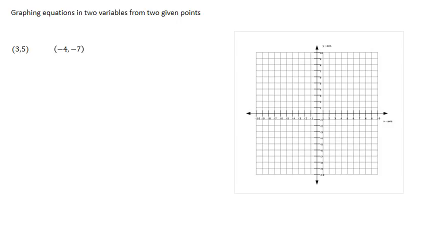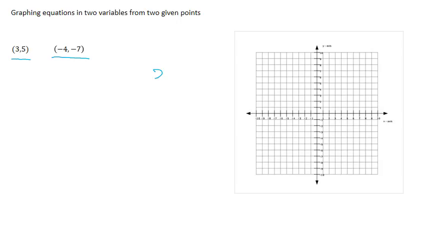Now, we don't know what the equation is in this case, but we've just been given 2 points here that satisfy the equation. So positive 3 for x, positive 5 for y will satisfy this, whatever this equation is. Minus 4 for x, minus 7 for y will also satisfy this equation. And we're simply asked to graph the solution set for the equation using these 2 points.